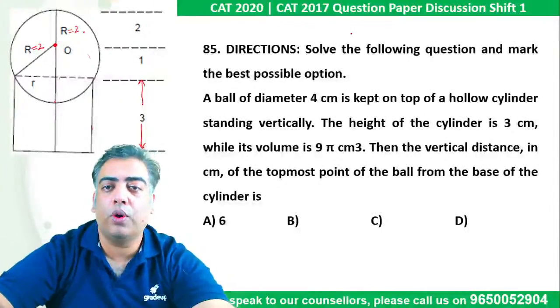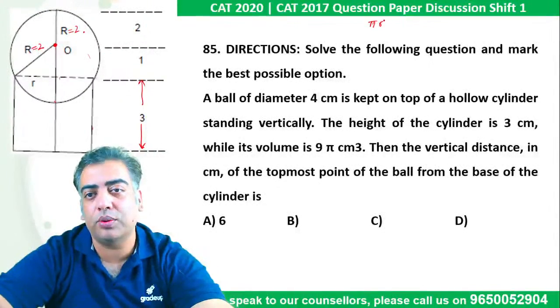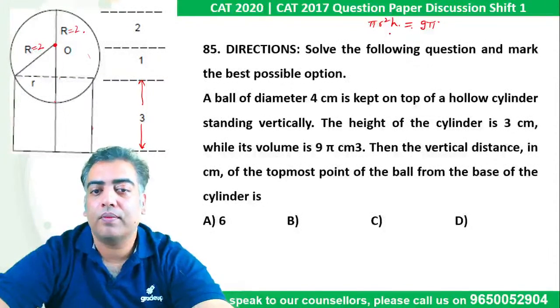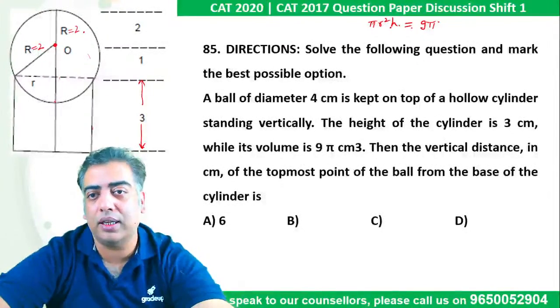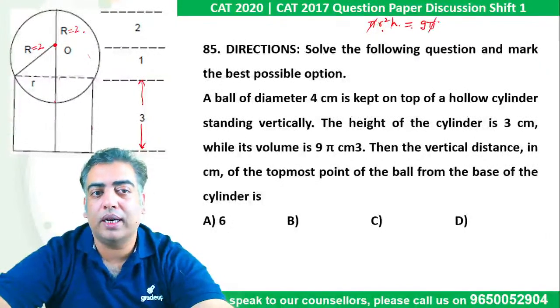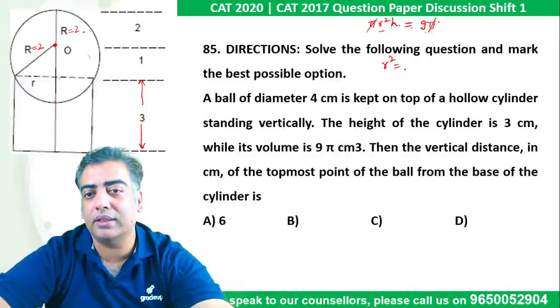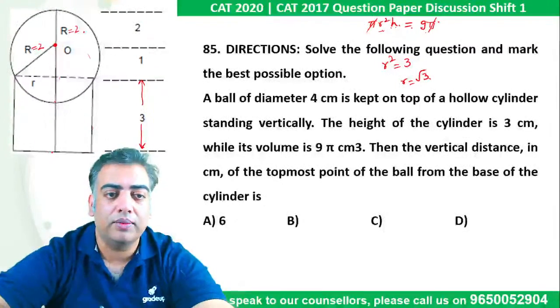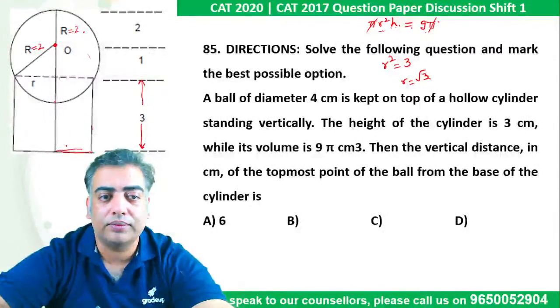We all know the volume of the cylinder is pi r square h, which is equivalent to 9 pi centimeter cube. In this case, we are given the height of the cylinder, which is 3, and pi and pi get cancelled out. So the radius of the cylinder will be given through this. r square is equivalent to 9 divided by 3, which is 3. So r comes out to be root 3, which is the radius of the cylinder.